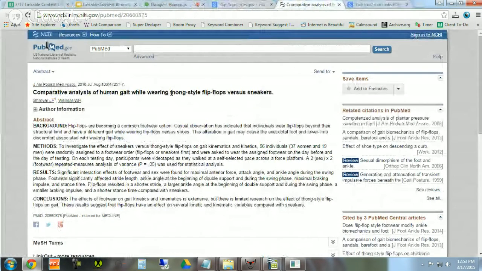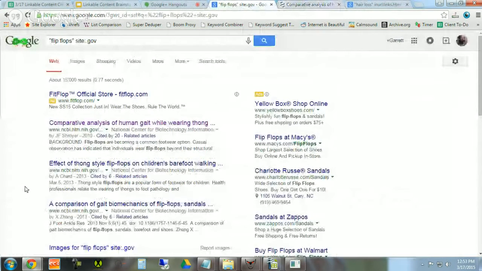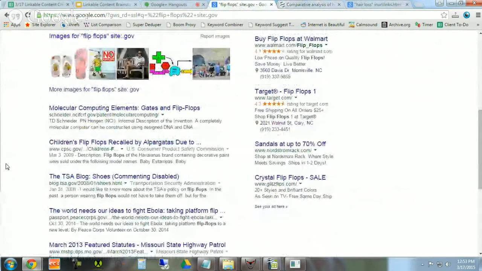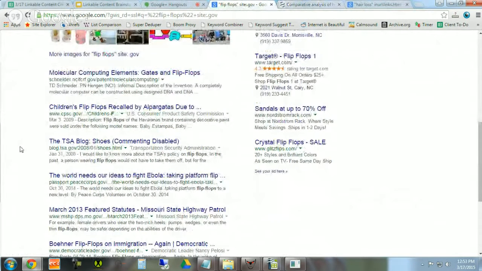Analysis of the human gait while wearing flip-flops versus sneakers. So I guess we're trying to understand what actually happens when people wear flip-flops. We see flip-flops on children's walking. And my gut is that there are some issues. We have flip-flop recalls. So the consumer protection group there. The TSA again shows up.